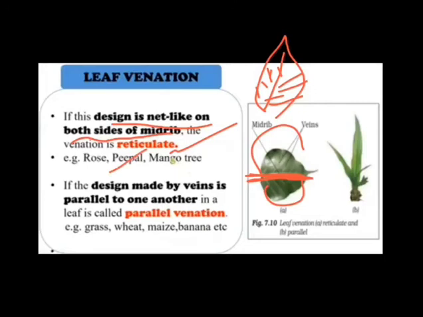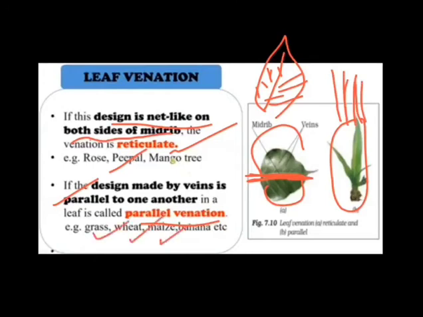Now the next type of venation is parallel venation. If the design made by veins is parallel to one another in a leaf, it is known as the parallel venation. So this is the example of the parallel venation. Here the venation looks like this. Okay, these are parallel to each other. So this is known as the parallel venation, and the examples are grass, wheat, maize, banana. All are the examples of the parallel venation.